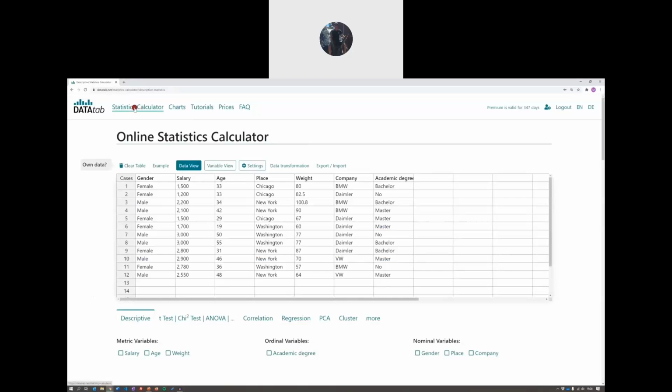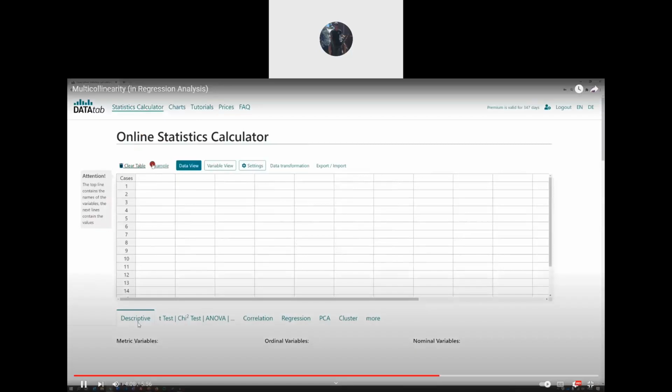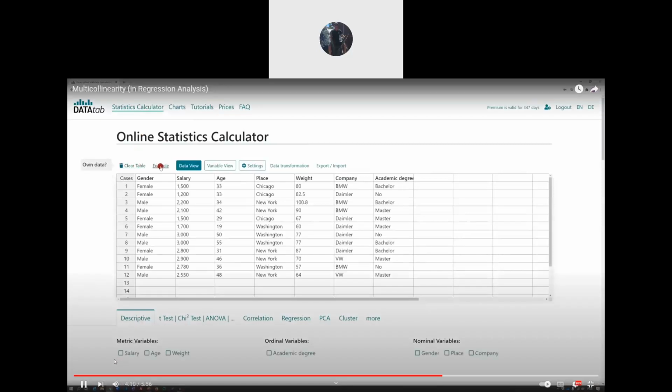Math and click on the statistics calculator. If you want to use your own data, click on Clear Table. I will use the example.